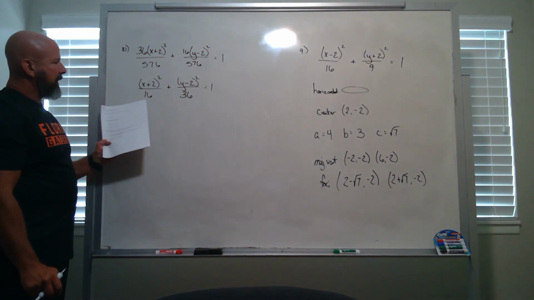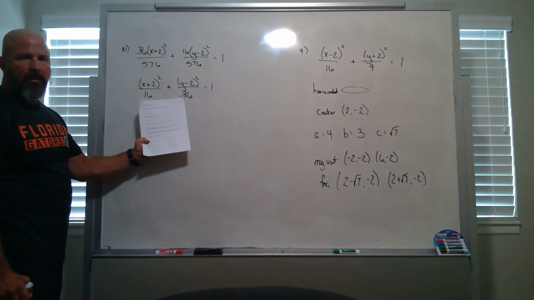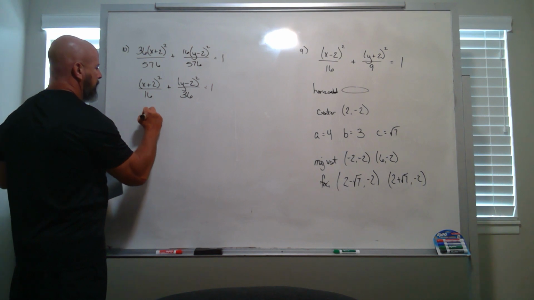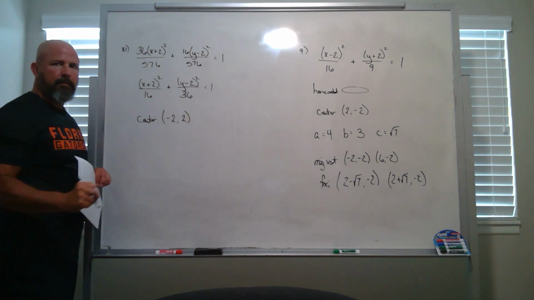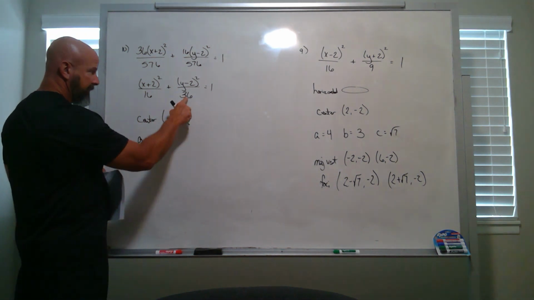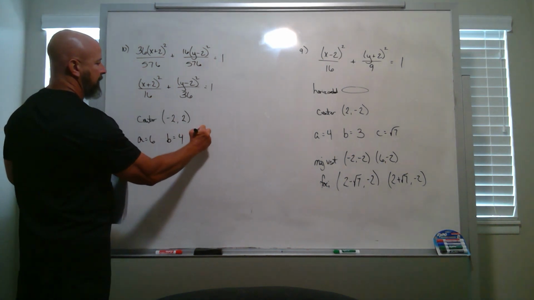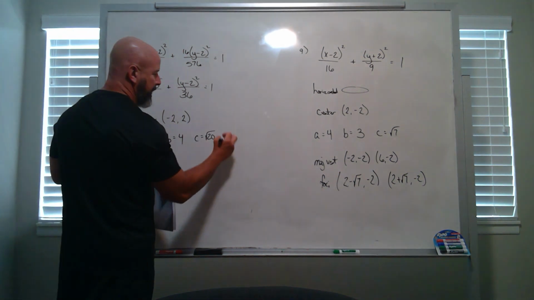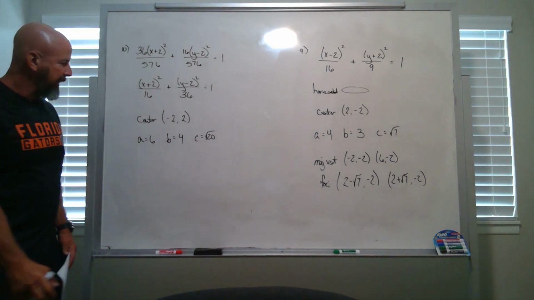So I've got my 2 values there. I know it's going to be vertical. I see that larger number under the y. I know my center then will be -2, 2. A is 6, B is 4, C is √20. This radical reduces. We could go 2 √5. I could also go to a decimal. Good with any of them.